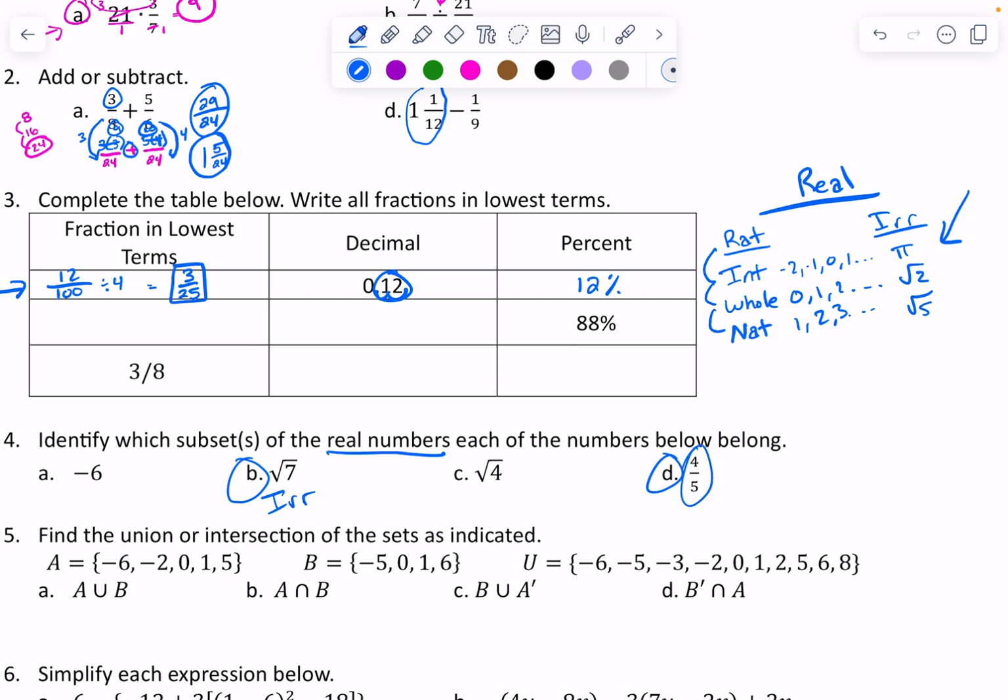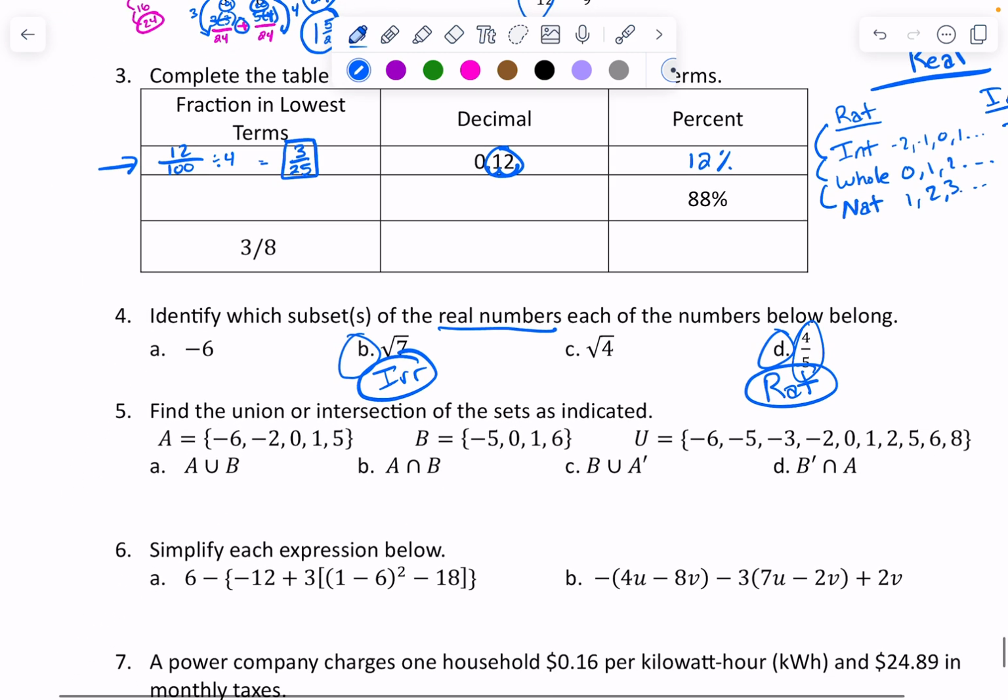D is 4/5, so it can be made into a fraction. So it is first and foremost a rational number. Is it more than that? Well, I would have to look at integer next, and so that's positive, negative, whole numbers. 4/5 is not, so it is done. All right, I'm going to erase my comma. So those two are done. Okay, see if you can figure out A and C.